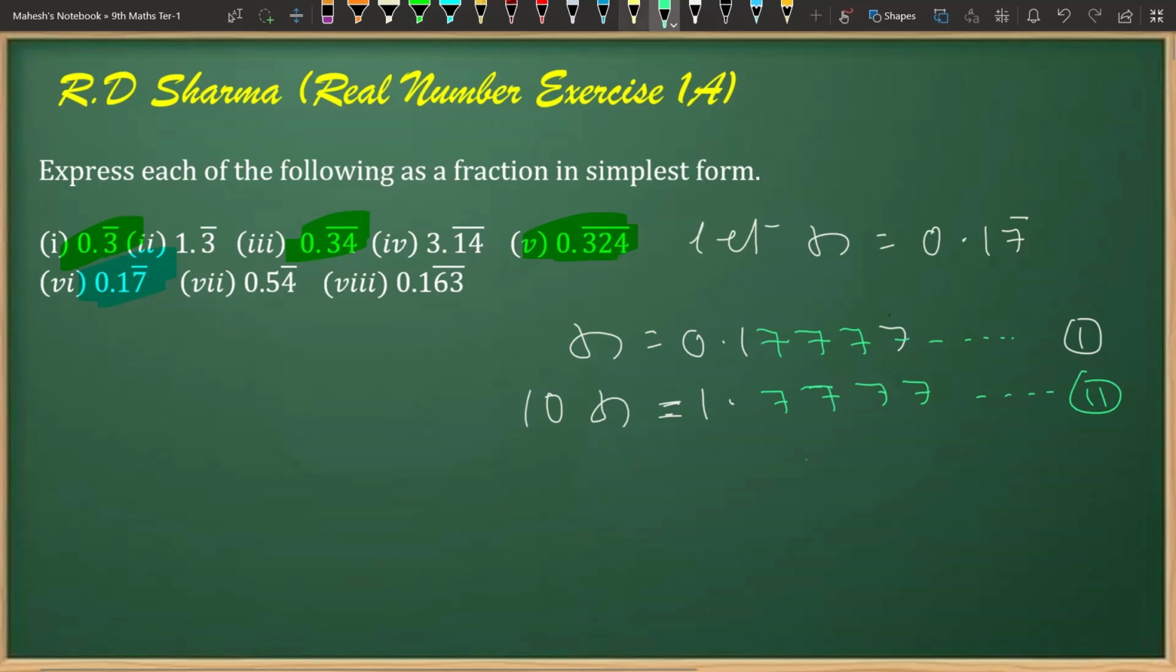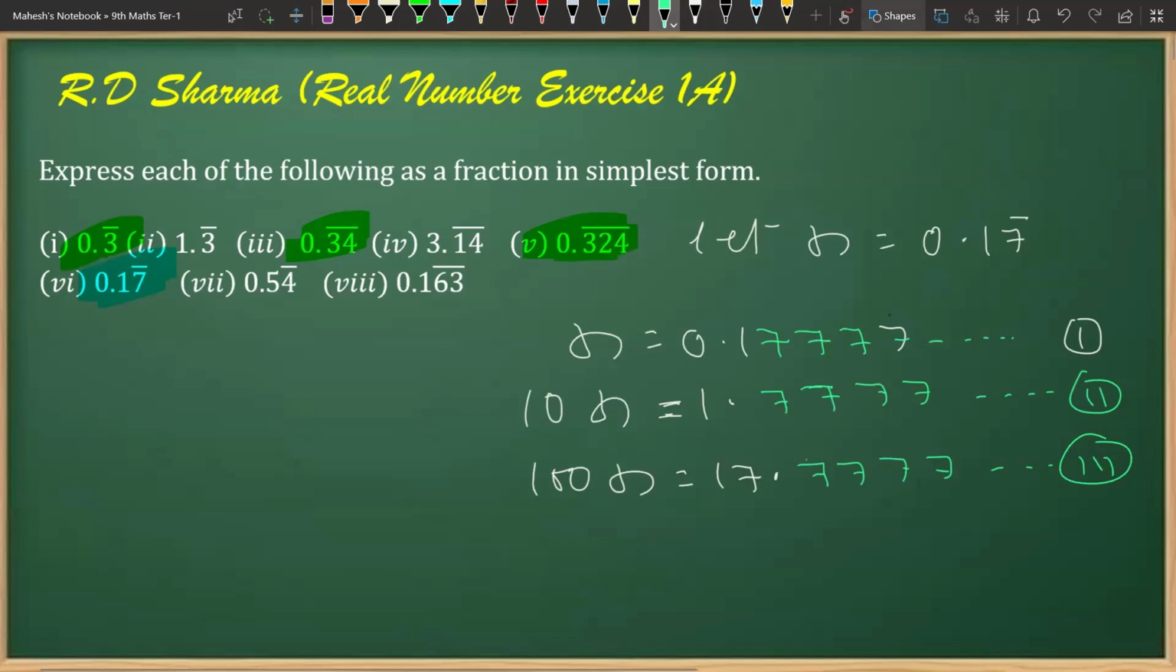Now we'll multiply once again by 10 to the second equation. So multiplying this by 10, it is 100x. This becomes 17 point, and we can continue to write 7777. This is the third equation.